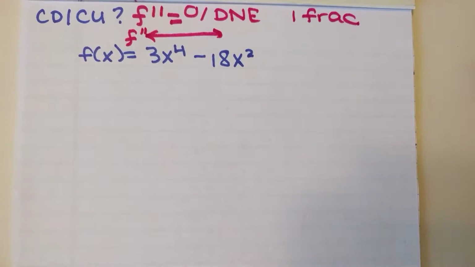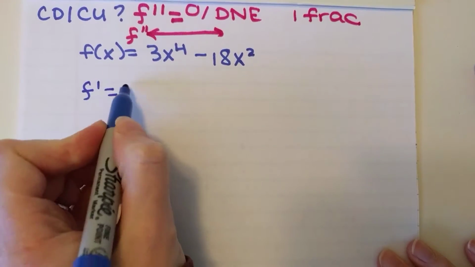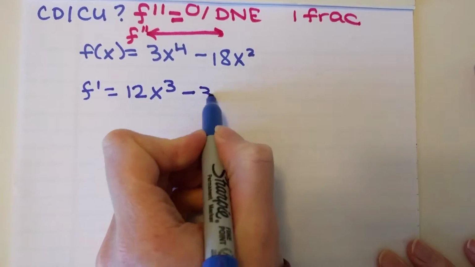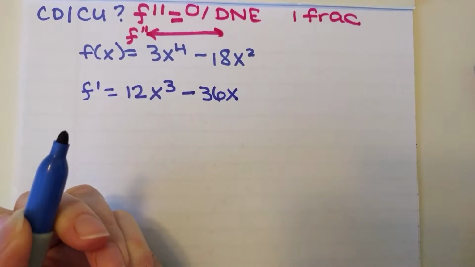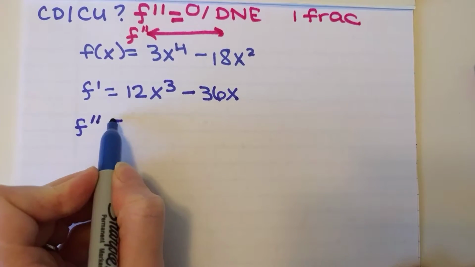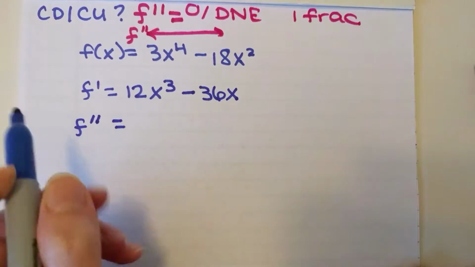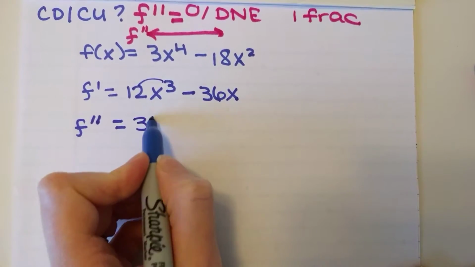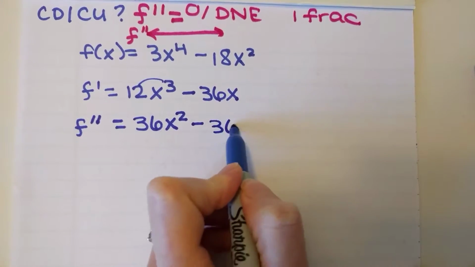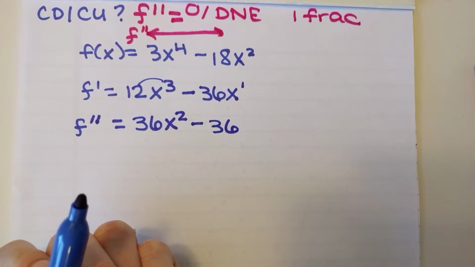So with this function, I will take the first derivative, and that will give us 12x to the third, and then minus 36x. Now, because we're interested in concave up, concave down, we're looking at the second derivative. So when I take the second derivative, I have 12 times 3, so 36x squared minus, and then just 36, because our x to the first is a linear term.